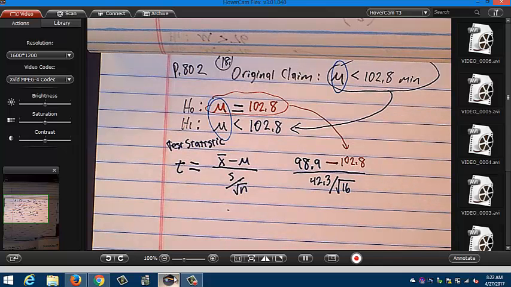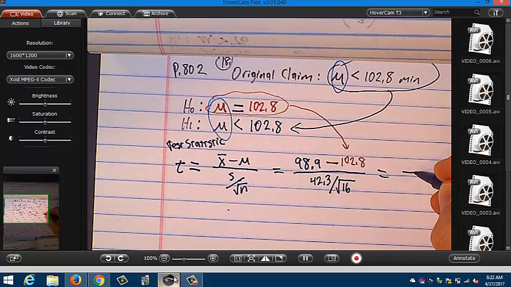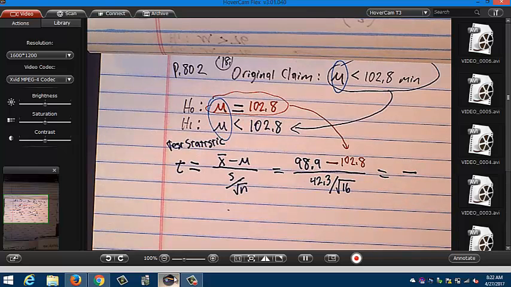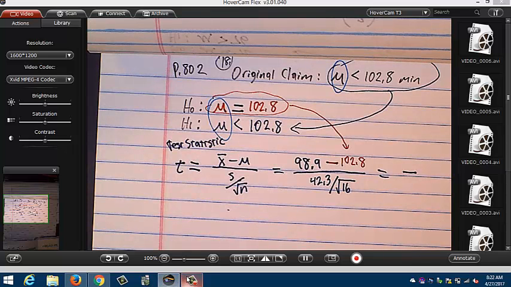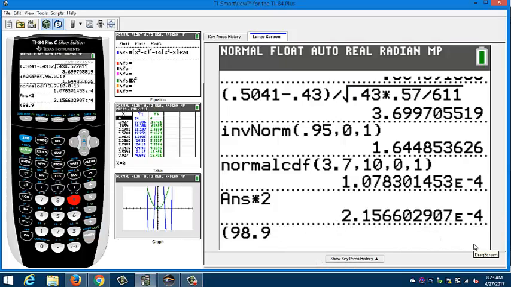Might be, because t is going to be negative, right? I don't know what it equals, but since I'm doing 98.9 minus 102.8, I could see it's going to be negative, right? Let's see what it equals. Let's get that calculator back out and type it in and see what we get. So 98.9 minus 102.8 in parentheses, thanks to Jared. Right? And then we want to divide by.